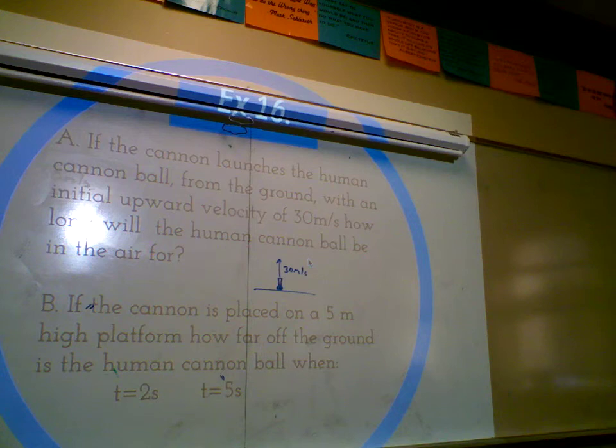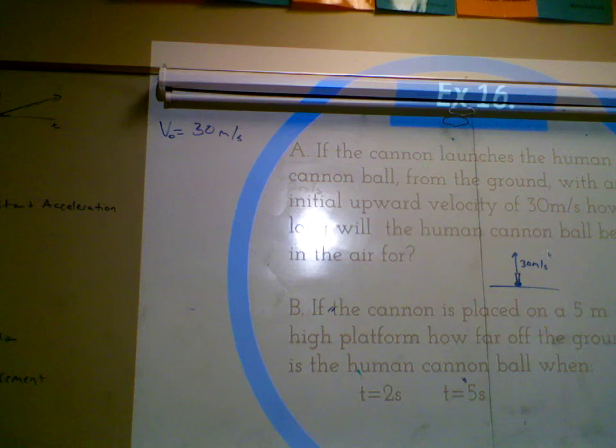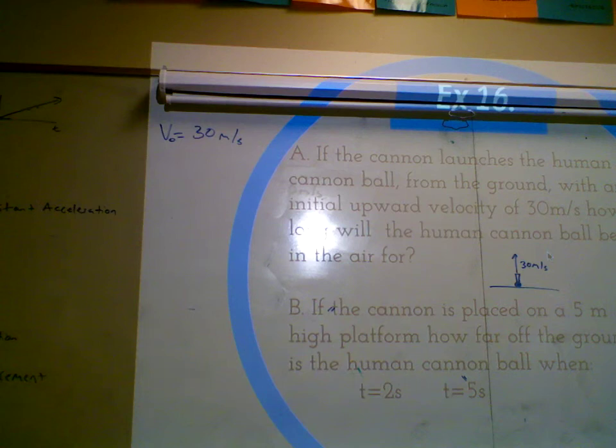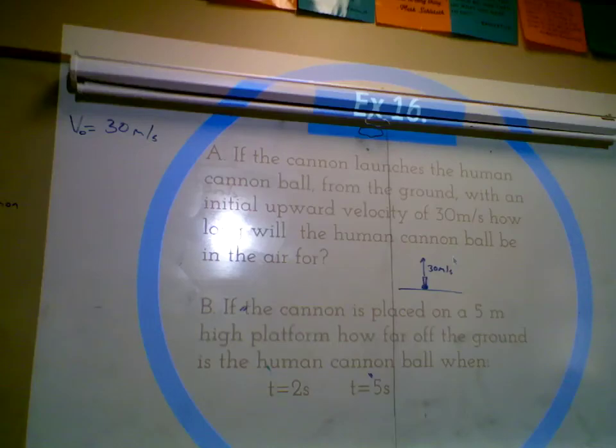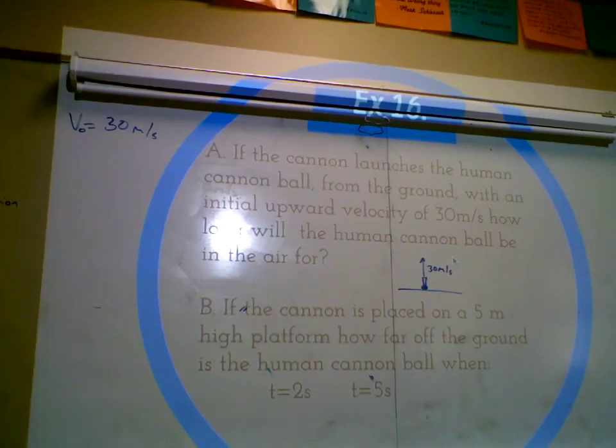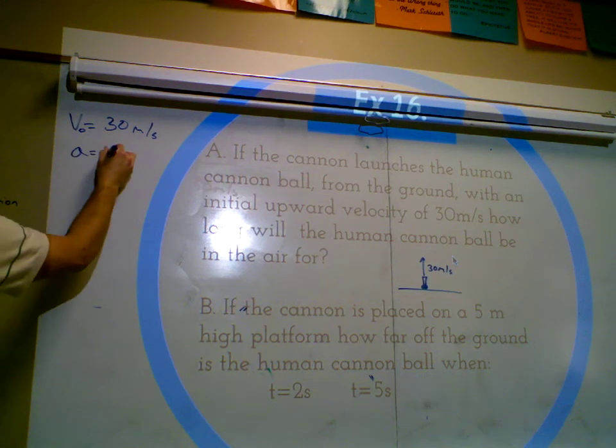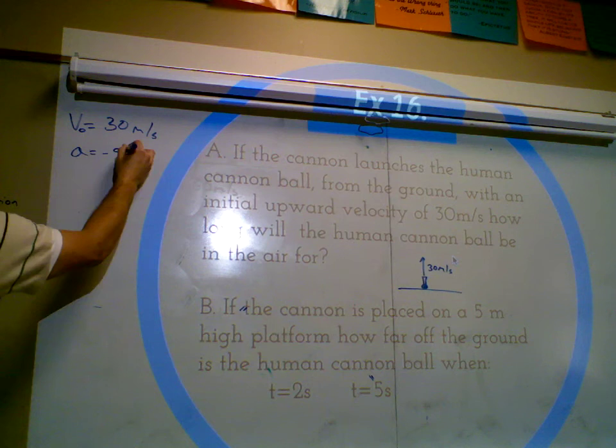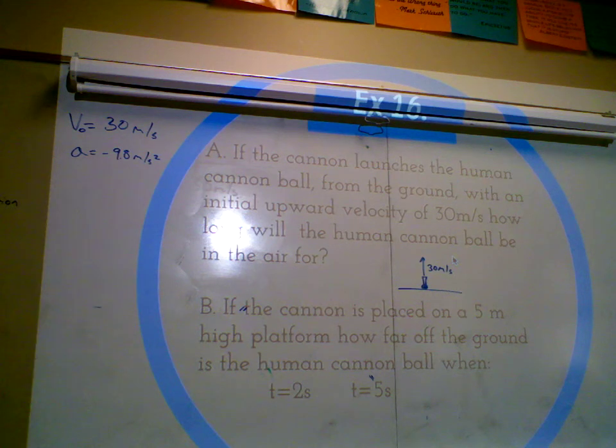So, what's our initial velocity? 30. Positive or negative? Positive. What else do we know? Acceleration is negative 9.8. Good job, Kevin. Why is it negative? Because gravity, and we said if the 30 is positive, that means down is negative, right? So acceleration is negative 9.8 meters per second squared, because up was positive, because we said 30 was positive. Okay. What else do we know?